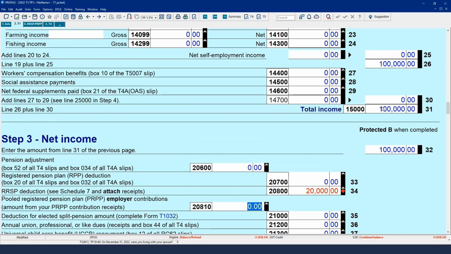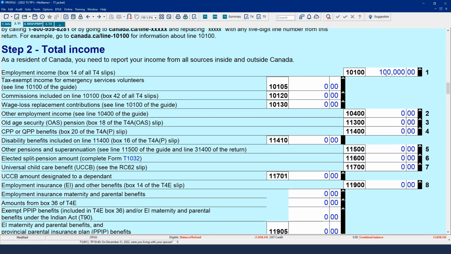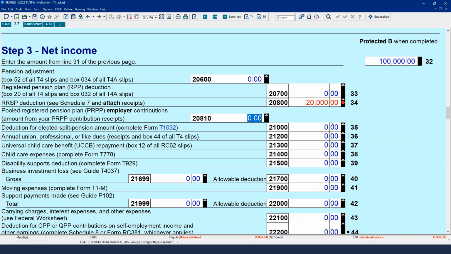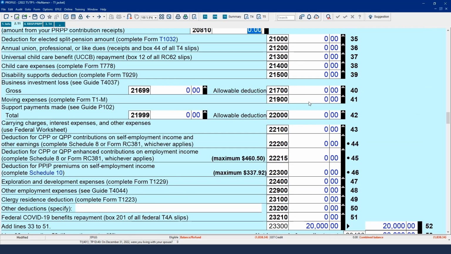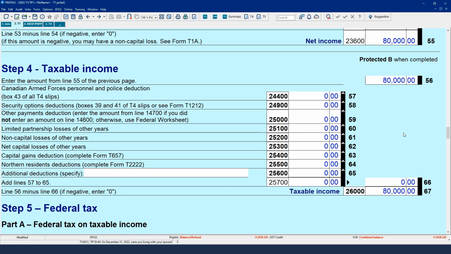So my total income is still 100,000, right? Which comes from my employment income, which comes from box 14 of my T4. And then I've got an RSP contribution of 20,000. So guess what? My net income now is 80,000. And if we scroll even lower, my taxable income is now 80,000. So I just reduced my taxable income from 100 to 80 because of my RSP contribution.